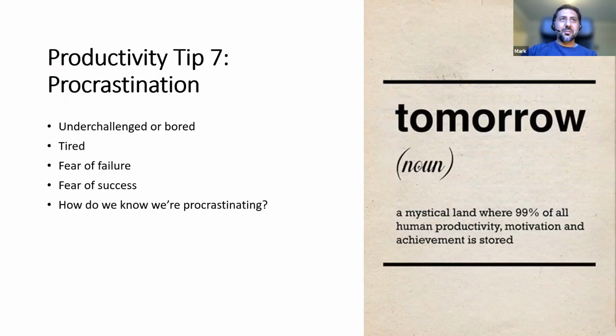Okay, so productivity tip number 7. So this is our last one. So procrastination. I do like this quote about tomorrow, that mystical land where everything gets achieved. So what's useful to know about procrastination is that there are some quite common causes for it. And so when we know the causes of procrastination, we can then start trying to eliminate them.